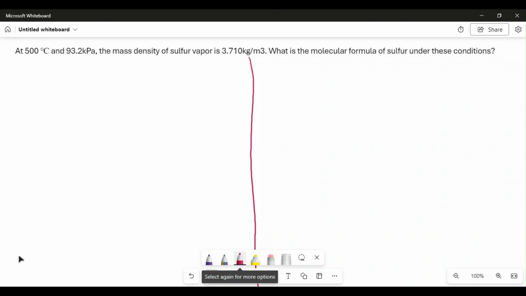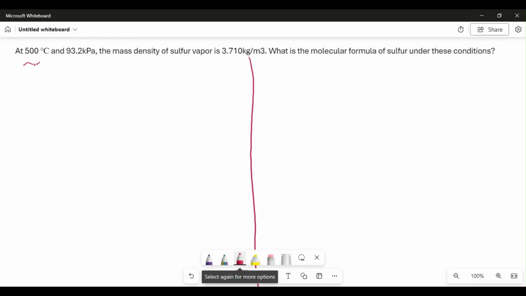Today we're going to be working on the question on the screen that says at 500 degrees Celsius and 93.2 kilopascal, the mass density of sulfur vapor is 3.710 kilogram per meter cube. What is the molecular formula of sulfur under these conditions? So the first thing you have to do is to write out the parameters.